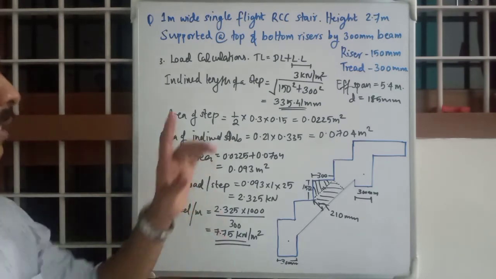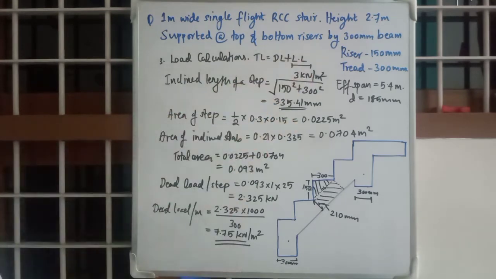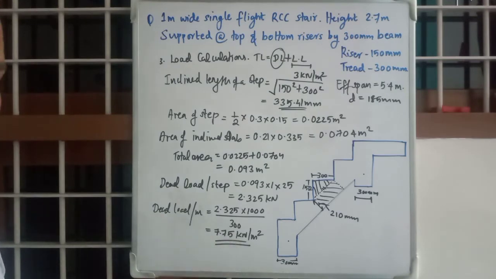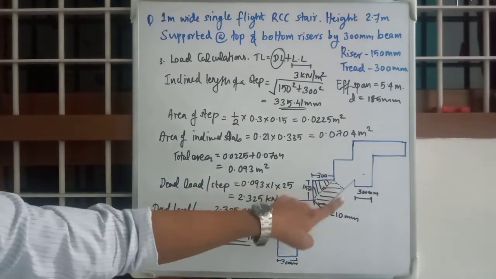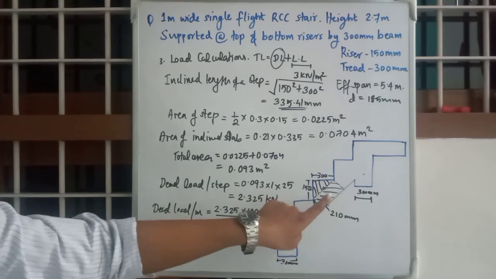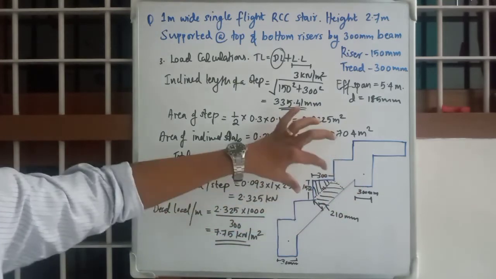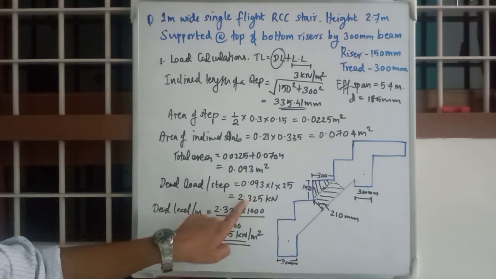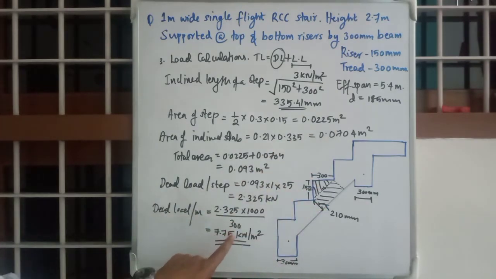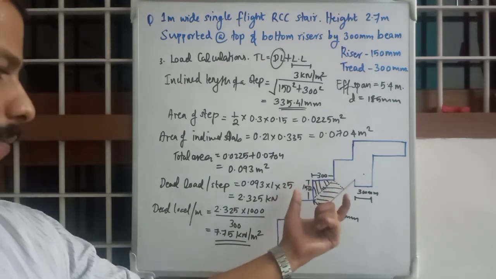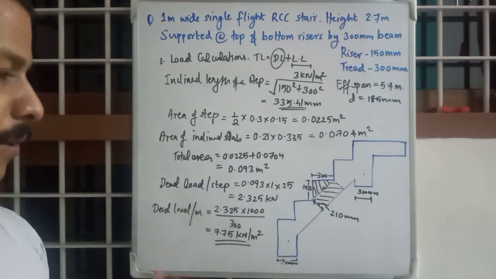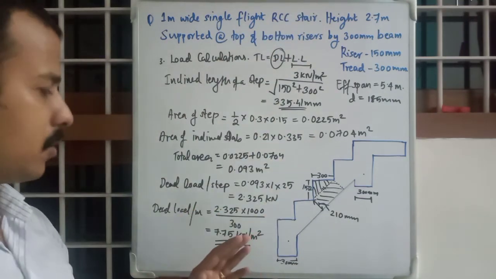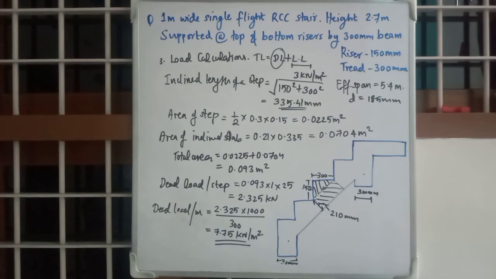Okay, so this is how we calculated dead load. We just calculated dead load as 7.75. Okay, I hope it's clear. We'll just calculate the shaded portion area and we'll take how much weight we'll be having for this shaded portion, that is 2.325. Then we will convert it into per meter horizontal length, that is 7.75 kilonewton per meter square horizontal. Okay, do not confuse that.